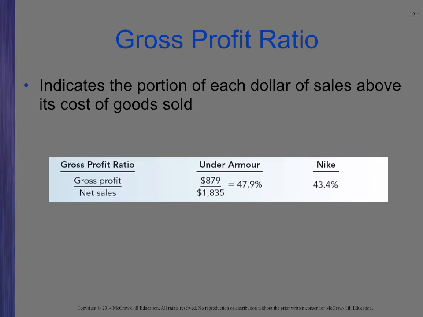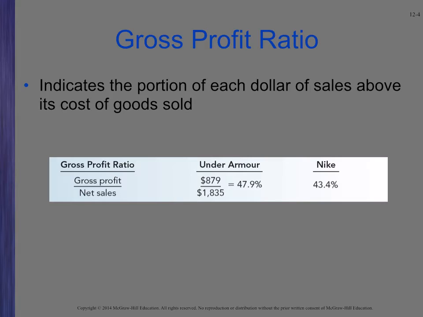So starting with the gross profit ratio. This ratio indicates the portion of each dollar of sales above its cost of goods sold. If you look at the formula of the gross profit ratio, you see that we calculate it by dividing gross profit by net sales. However, to be able to find this ratio, you have to find the gross profit first. How do we find the gross profit?